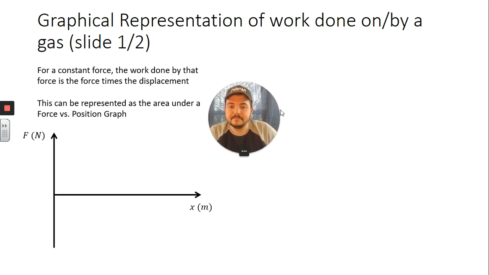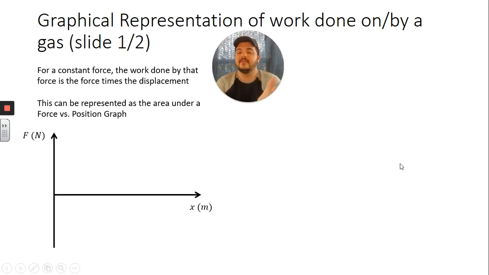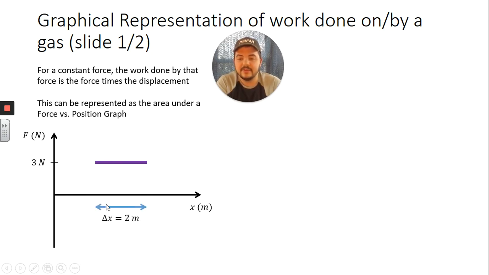So let's move over there. All right, so there's our graph. Force is on the vertical axis, position is on the horizontal axis. And let's look at the example from the previous slide. We've got a constant 3 Newton force, and that happens over a displacement of 2 meters. And we said the work was that 3 newtons times that 2 meters. Visually, 3 times 2 can be represented as the area of that rectangle. So the work done there is 6 Newton meters.